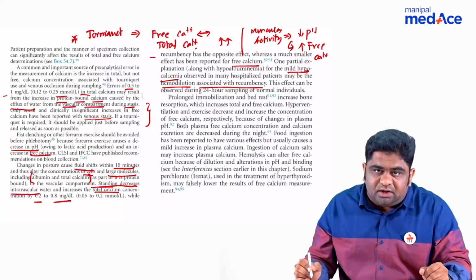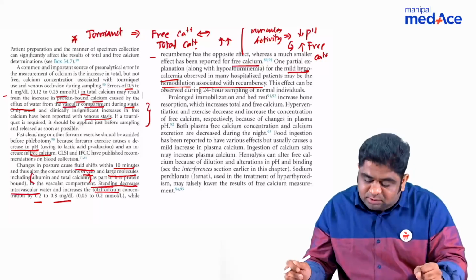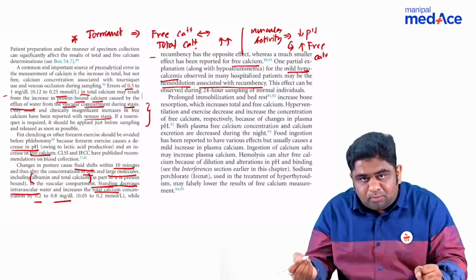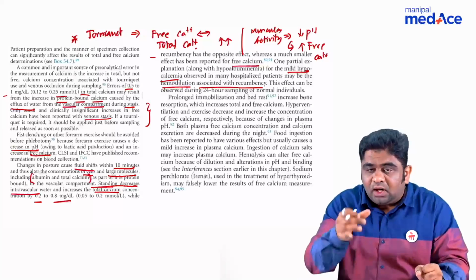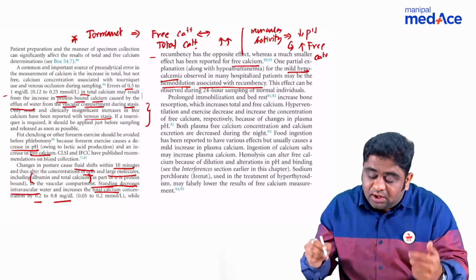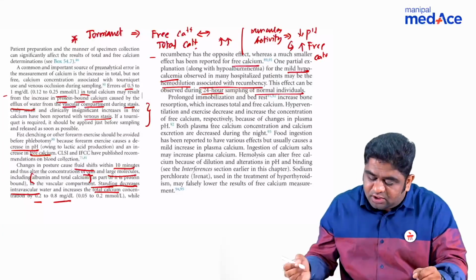If a person is lying down, water is not escaping because of gravity, so water stays inside the blood vessel, and when the water content inside the blood vessel increases, it may lead to hemodilution, because of which there may be mild hypocalcemia, because water is a solvent. When the solvent level increases, the solute, calcium, as the analyte, decreases relatively. This effect can be observed during 24-hour sampling of normal individuals.